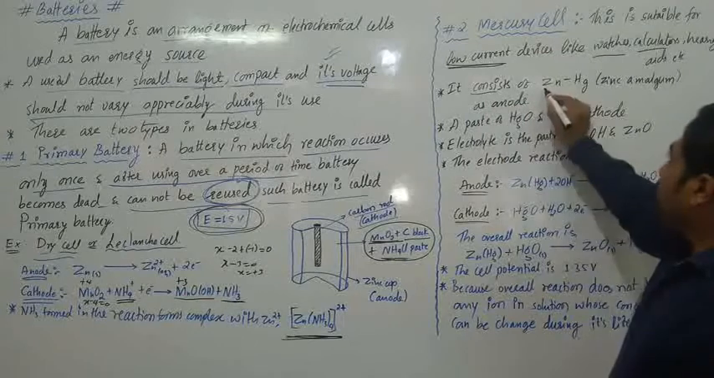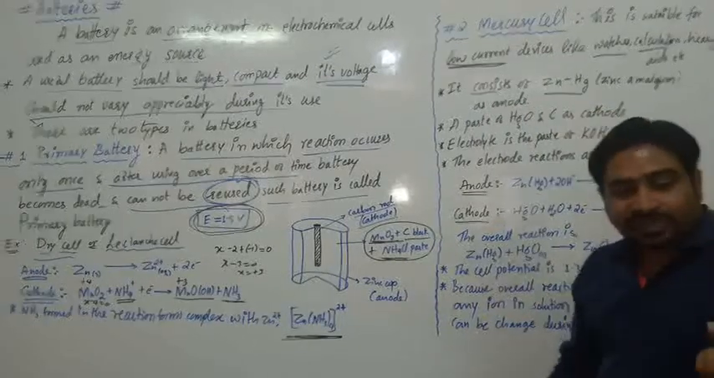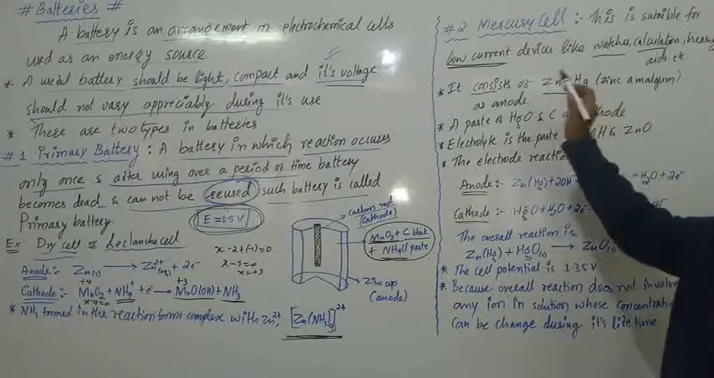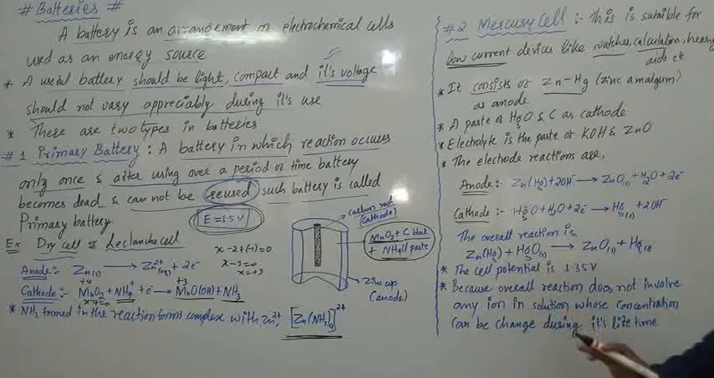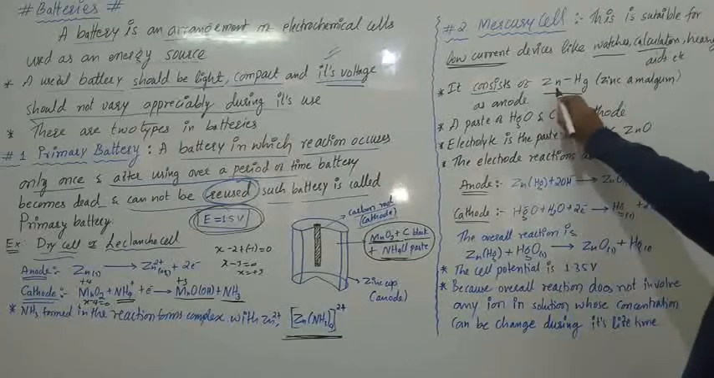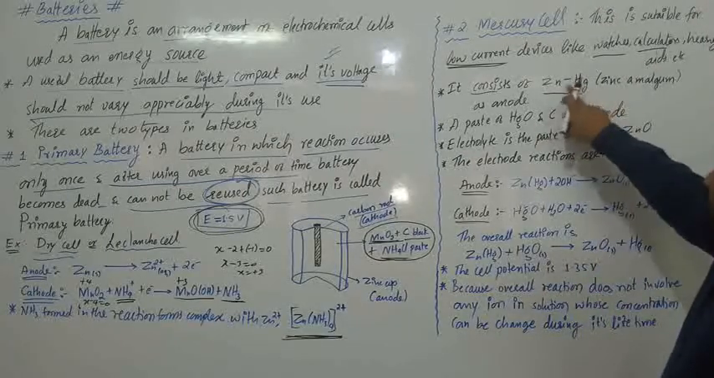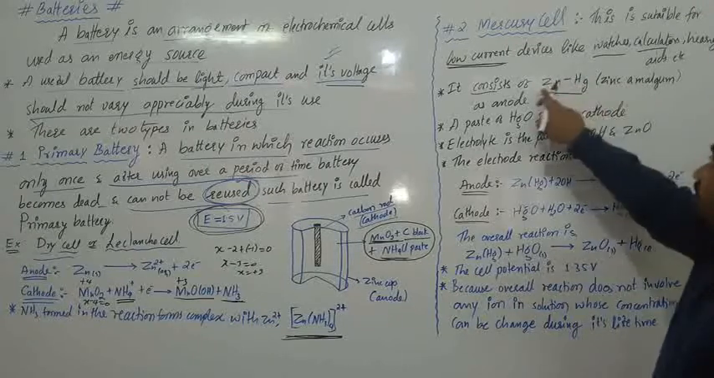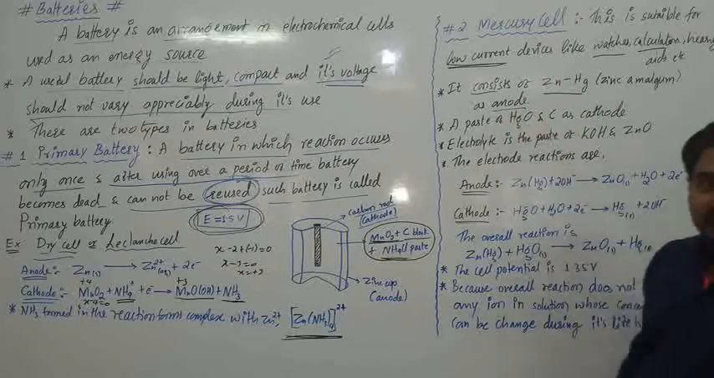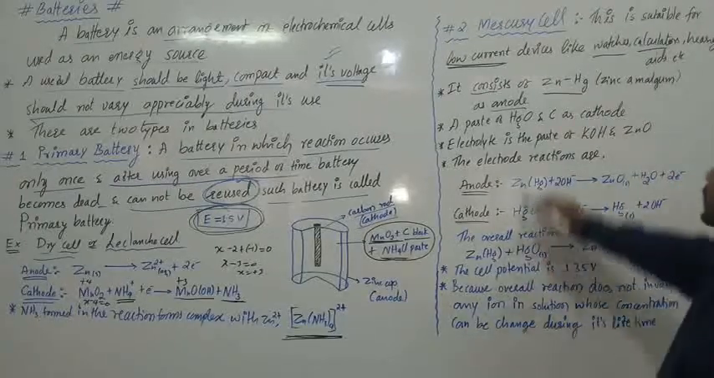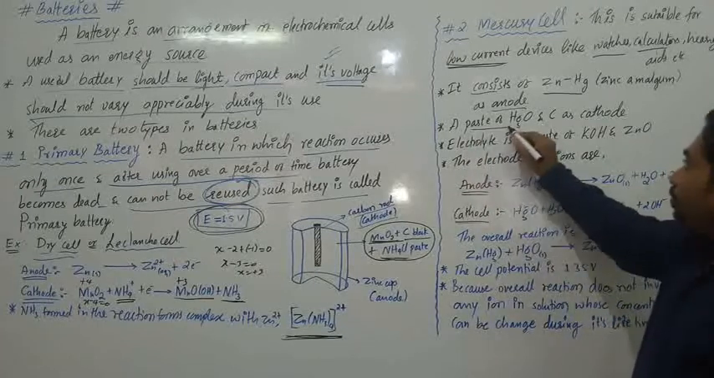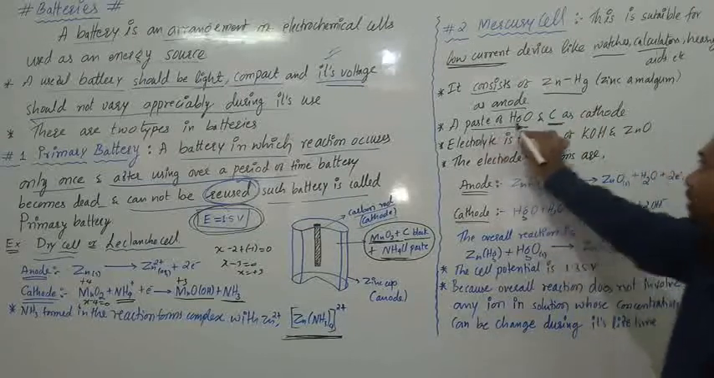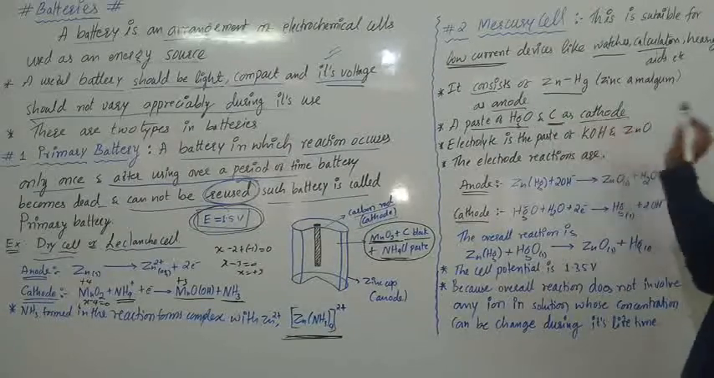This battery consists of zinc amalgam. Any element with mercury, we call it an amalgam, not bubble gum. So zinc is bonded with mercury. The paste of zinc with mercury is called zinc amalgam. In this battery, zinc amalgam behaves as the anode, and a paste of mercury oxide and graphite behaves as the cathode. Here the carbon is taken as graphite.